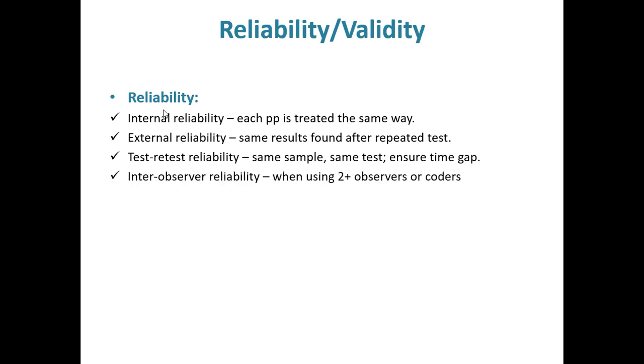Inter-observer or inter-rater reliability is where you use 2 or more observers to observe the same situation. You get them to observe this situation using the same criteria or the same categories. You then compare their observations and look for an agreement. You want to look for an 80% agreement, so whether they agree 80% of the time.